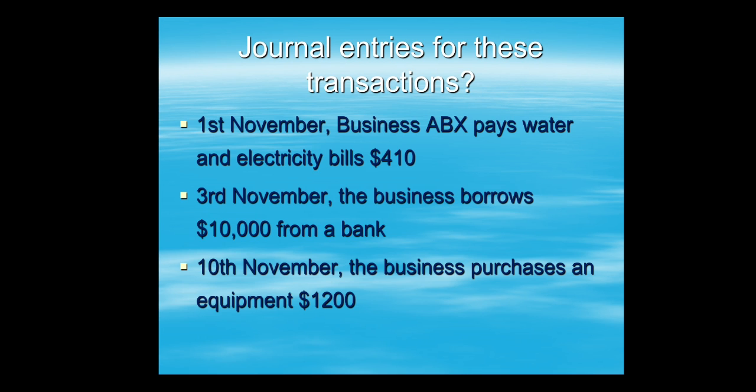You write the date 10th of November, and then debit account equipment, because asset increase you debit account equipment 1,200, and then you credit account cash 1,200. Why credit account cash? Because cash decrease. When cash decreases, when asset decreases, you credit.